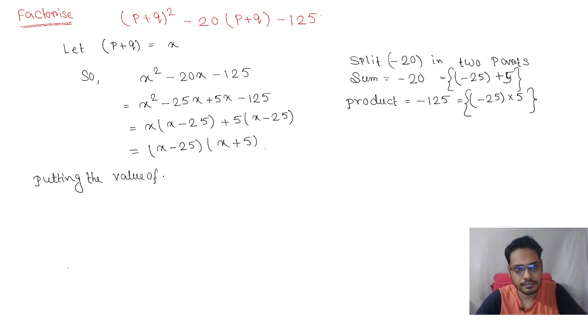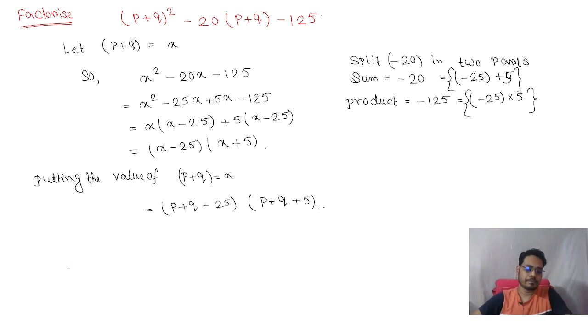p plus q equals x. If you put it, you will get x is p plus q. So p plus q minus 25 into p plus q plus 5. These are the factors of this question. Now let's do the next one.